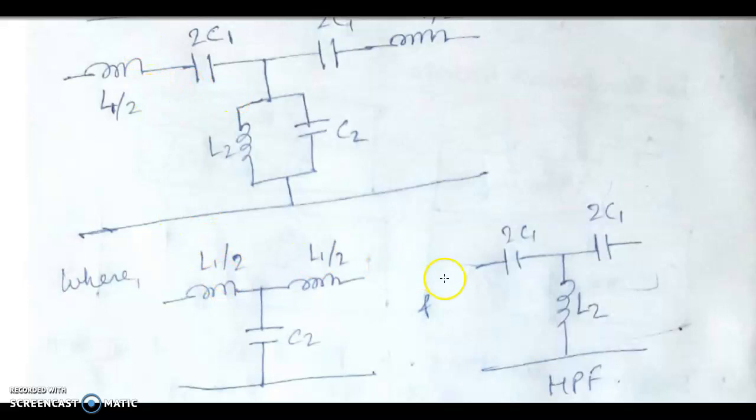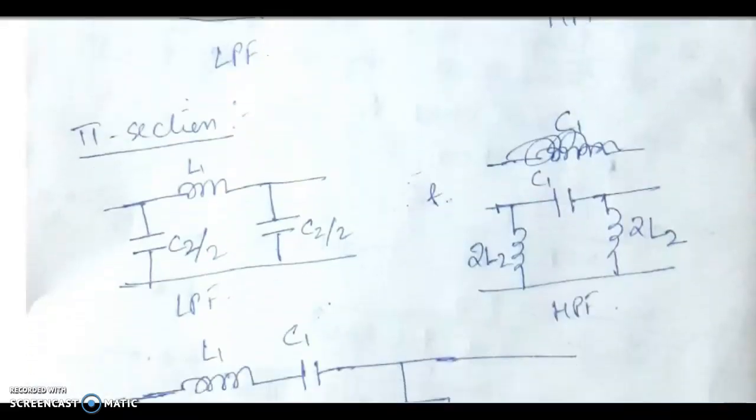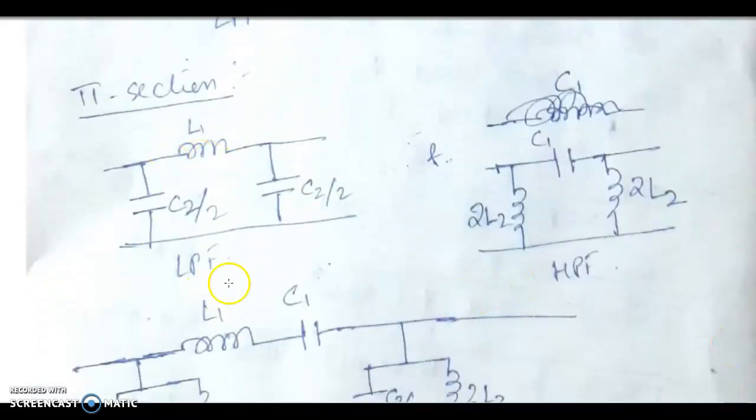This L1 by 2 and 2C1 will get connected in series, this L1 by 2 and 2C1 will get connected in series, and this C2 and L2 will get connected in parallel. When we see the pi configuration of low pass and high pass filter, the configuration will be like this. Series element is inductor L1 and shunt is capacitor C2 upon 2. Similarly, in the case of high pass filter, series element is capacitor, which is C1, and shunt element is the inductor, whose value is equal to 2L2.